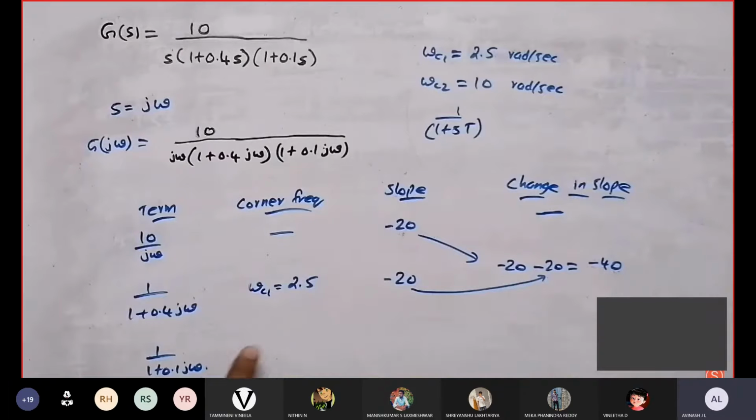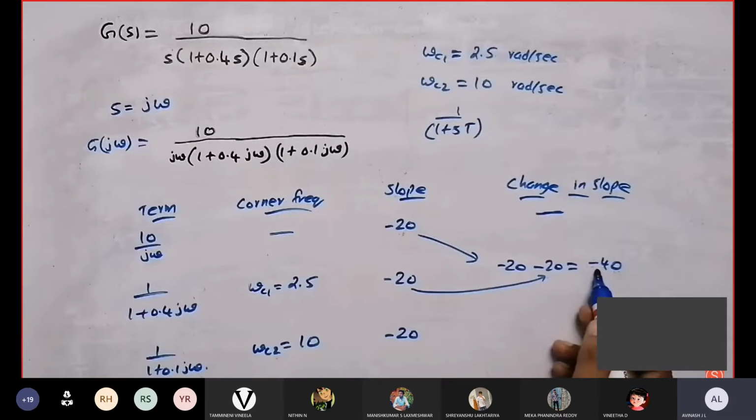Now the third term. Third term, corner frequency, we already found it is 10 radian per second. It is our omega C2. Corner frequency is 10 radian per second. The value near S, it is 0.1. Inverse of that, we will get 10. Now slope. The S term is in the denominator and it is only S. It is not S square or S cube. This S. So the slope will be minus 20 because it is in the denominator. Now change in slope. The slope was minus 40.